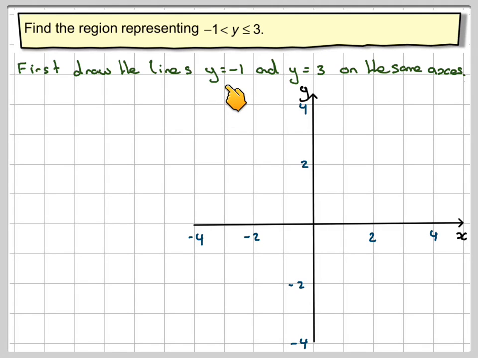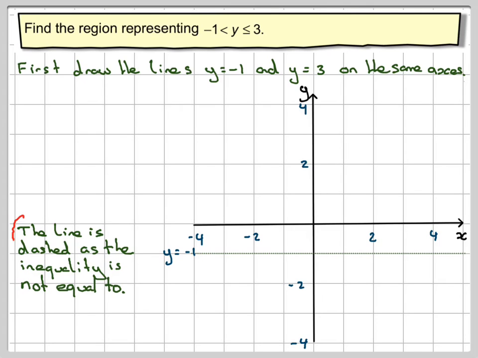Right, where is the line y is equal to -1? Well, everywhere along this line here, the y coordinate will always be -1. And because we are going to consider not equal to, that line needs to be drawn dotted, making sure that you've labelled it at one end. And then also we draw the line y is equal to 3.